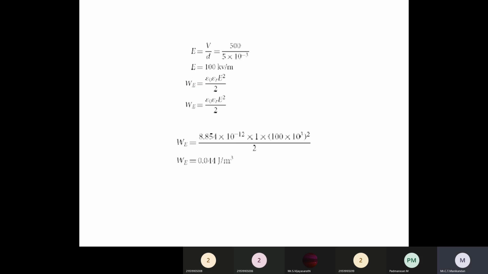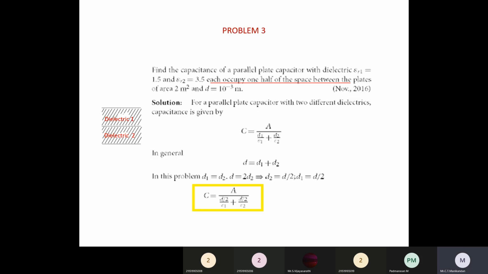Like this we can see this problem relates to a parallel plate capacitor with two dielectric mediums. So far we have seen one dielectric medium, and this one deals with two dielectric mediums. In the diagram I have shown for your easy understanding, the top is one plate and the bottom is the other plate, and we have two dielectric mediums. If you have two dielectric mediums, the formula is C equals A by D1 by epsilon 1 plus D2 by epsilon 2.